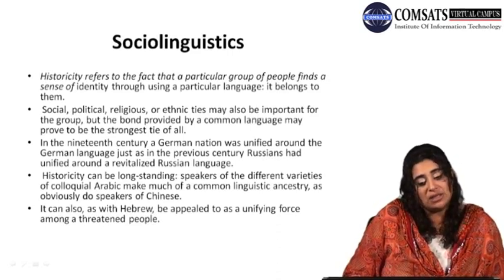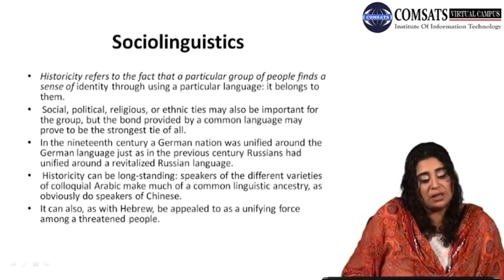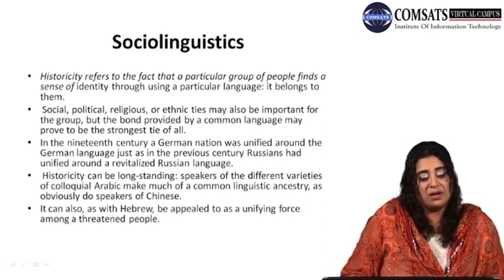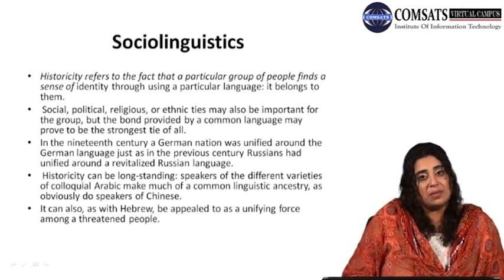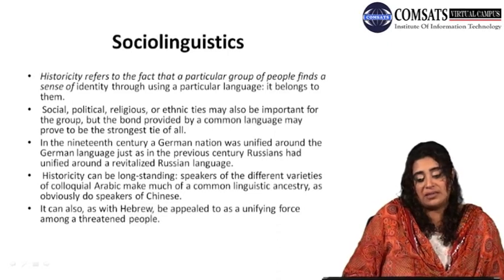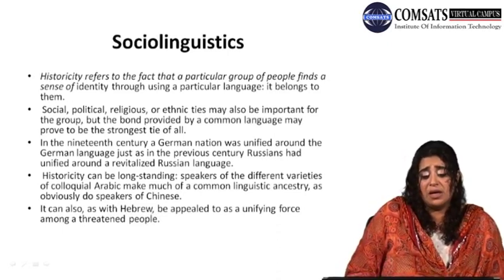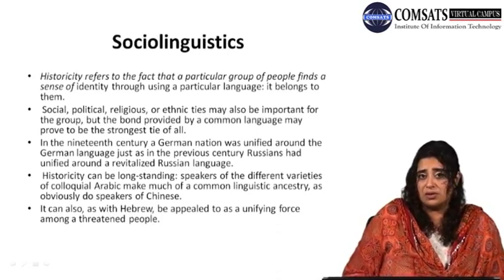Now, in the 19th century, a German nation was unified around the German language, just as in the previous century, Russians had unified around a revitalized Russian language. So historicity can be long-standing. Speakers of the different varieties of colloquial Arabic make much of a common linguistic ancestry, as obviously do speakers of Chinese. So it can also be that, as with Hebrew, it can be appealed to as a unifying force among the threatened people.